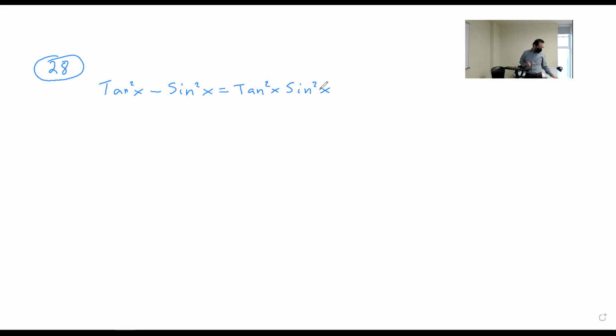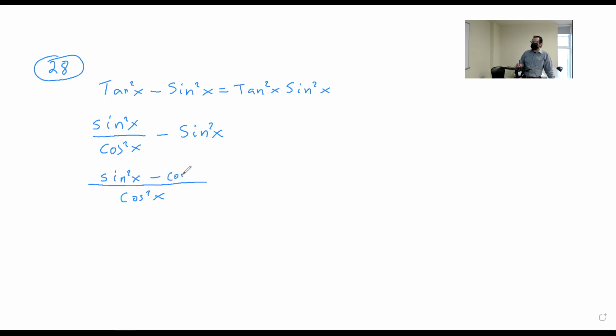So I'm going to start working on the left-hand side. One thing that we know we can do is turn everything into sines and cosines. So I'm going to do that right now. I'm going to say that tangent is sine squared of x divided by cosine squared of x, minus sine squared of x. Now, the next thing I'm going to do is take a common denominator here. The common denominator is going to be cosine squared of x. This is going to give me sine squared of x minus cosine squared of x multiplied by sine squared of x.